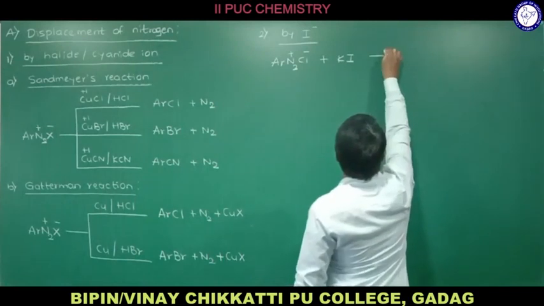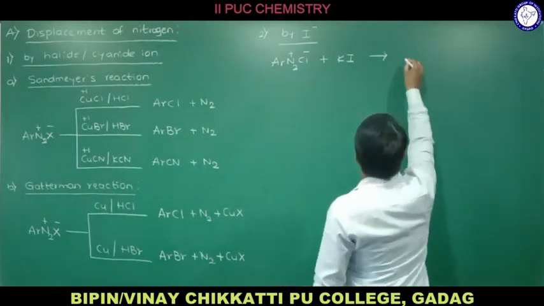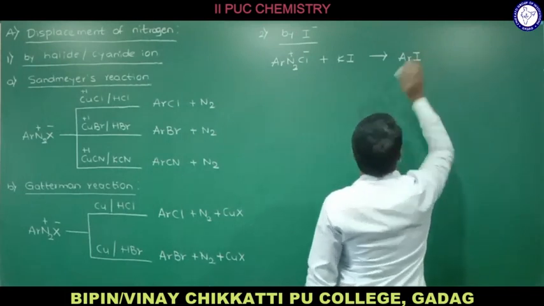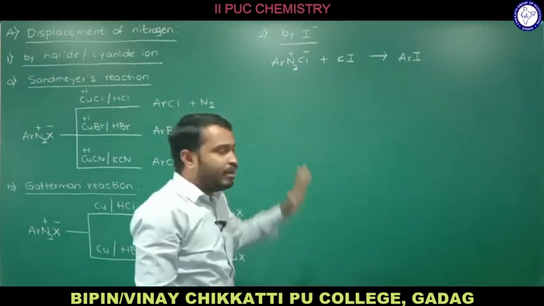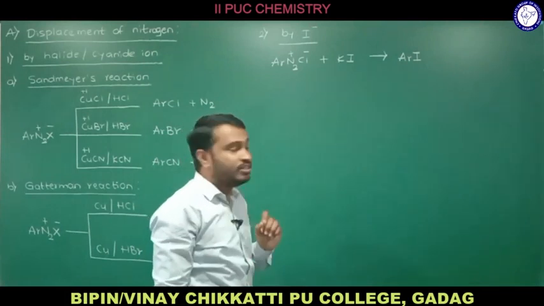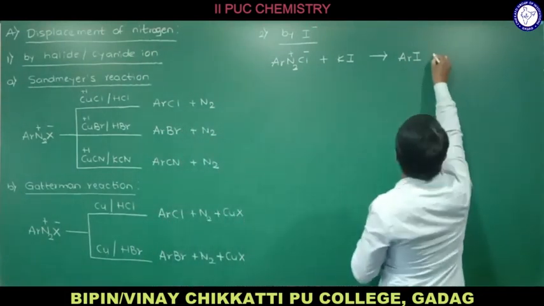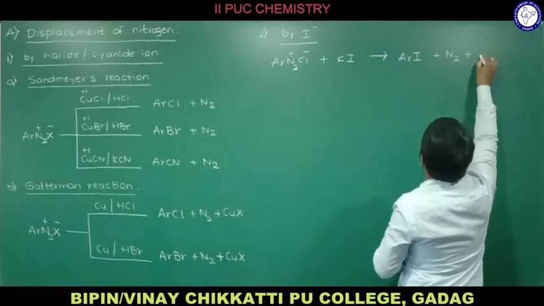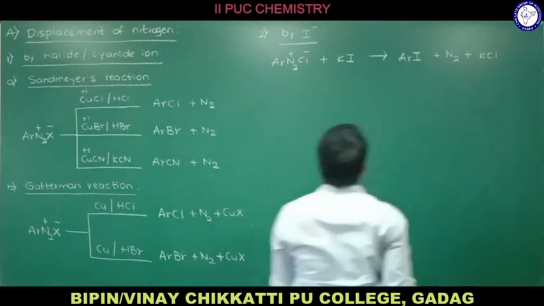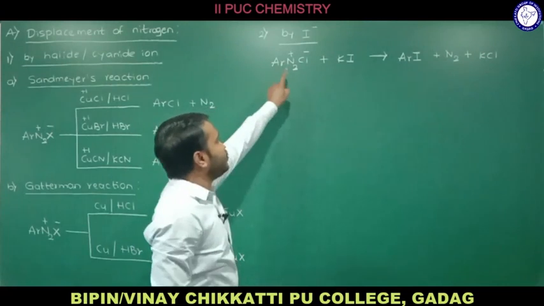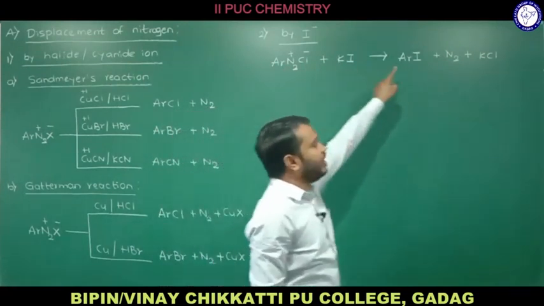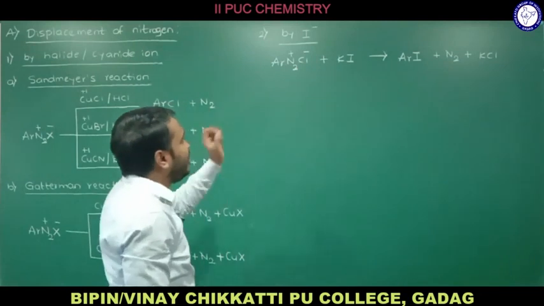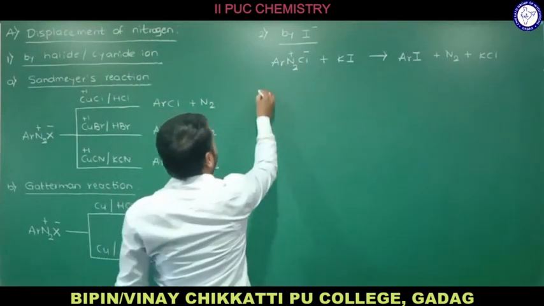When potassium iodide reacts with the diazonium salt, we get ArI, that is nothing but iodobenzene. We get iodobenzene, and apart from that the gas released will be nitrogen, and we get one more byproduct, that is KCl. So here, nitrogen is replaced by iodide ion. So this is displacement of nitrogen by an anion, that is the iodide ion.